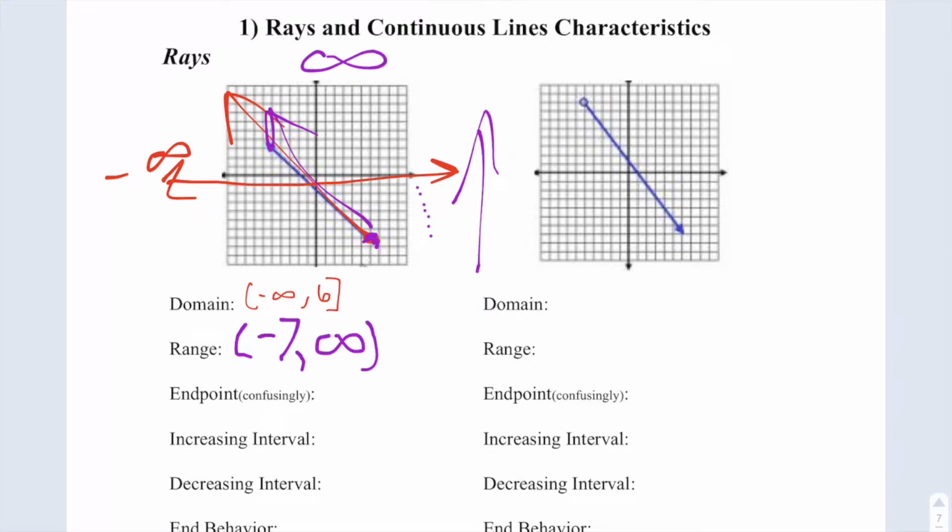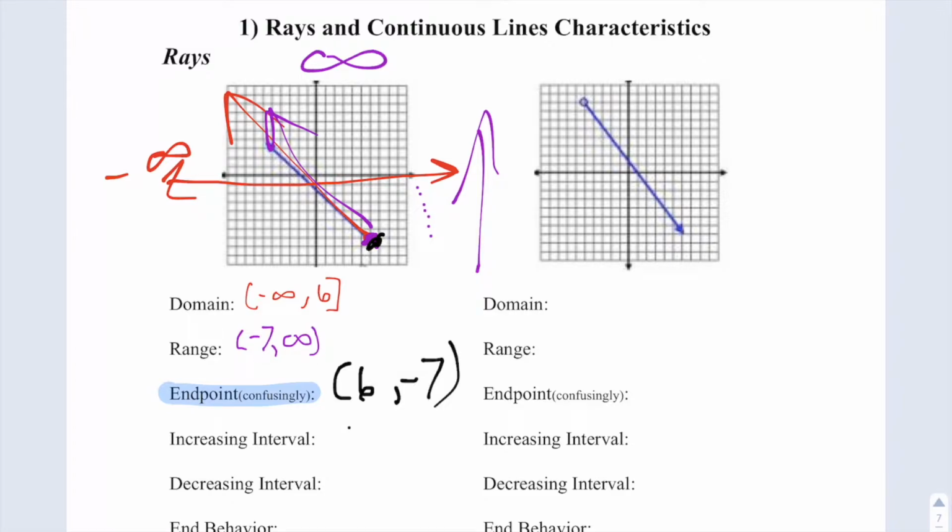The point of a ray where it starts is confusingly called the endpoint, and we just have to figure out what it is. Well, it's 6 to the right and down 7. So our endpoint for this ray is (6, -7). Increasing and decreasing interval. Well, this line is never increasing. So increasing interval, we would say none. Remember, our decreasing interval, we only deal with x values on intervals. So our decreasing intervals would be the same as the domain. It's going to decrease from negative infinity to 6 included.